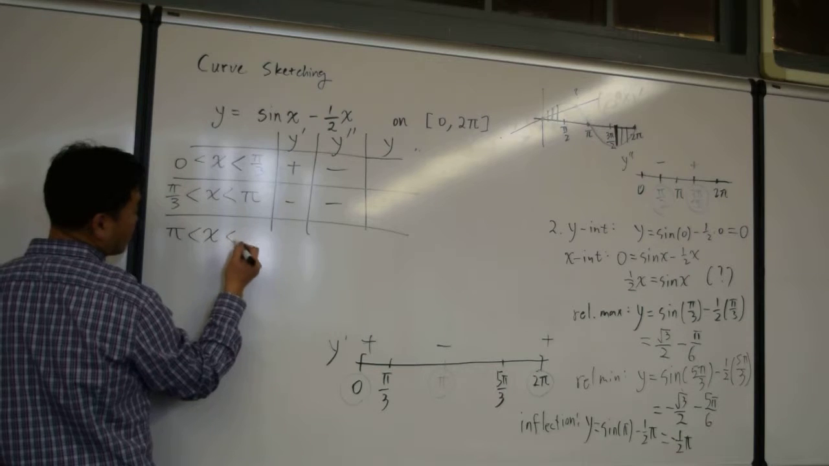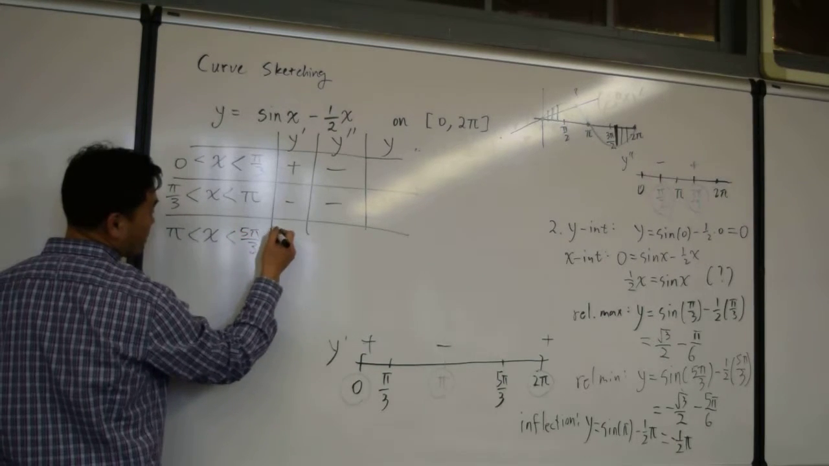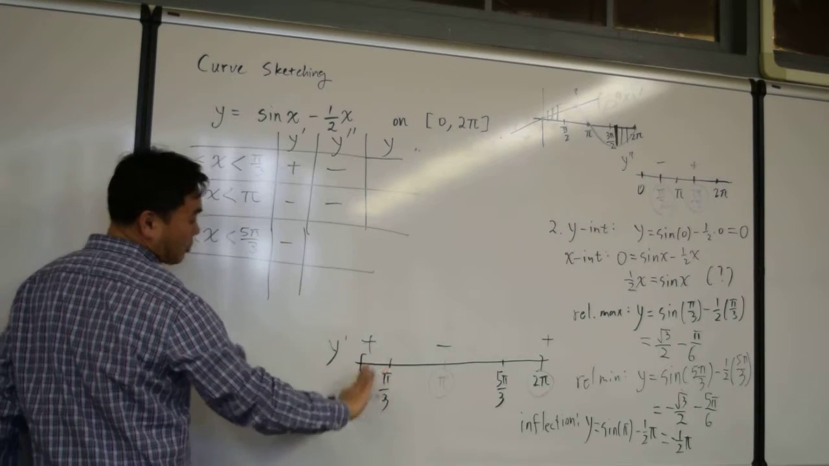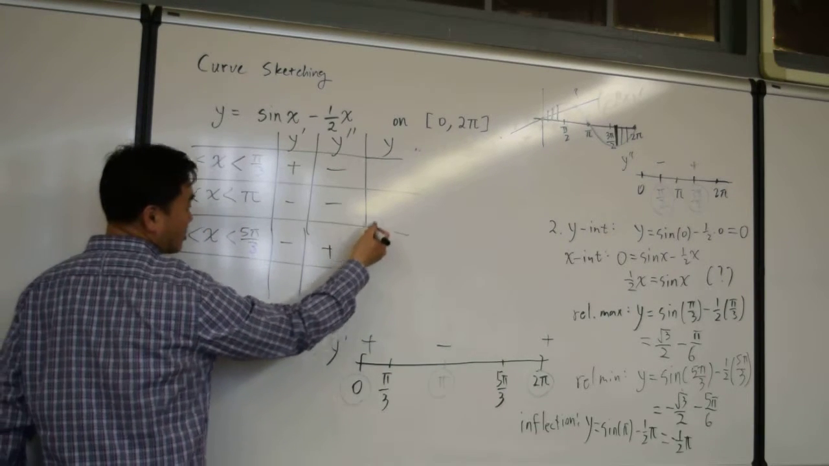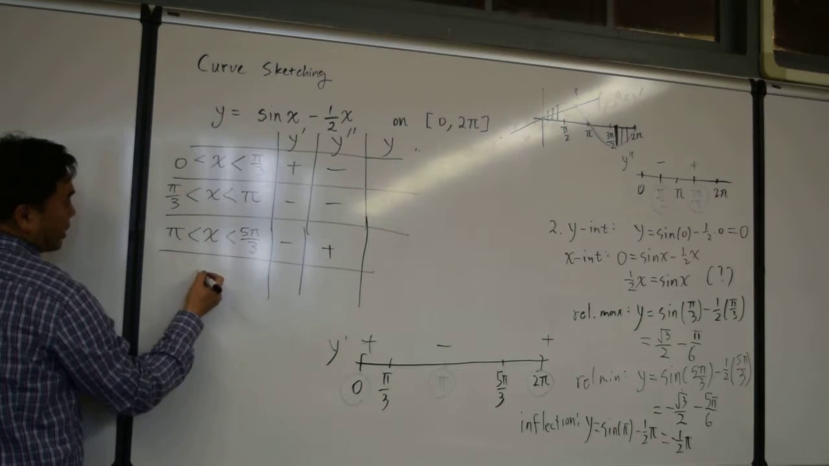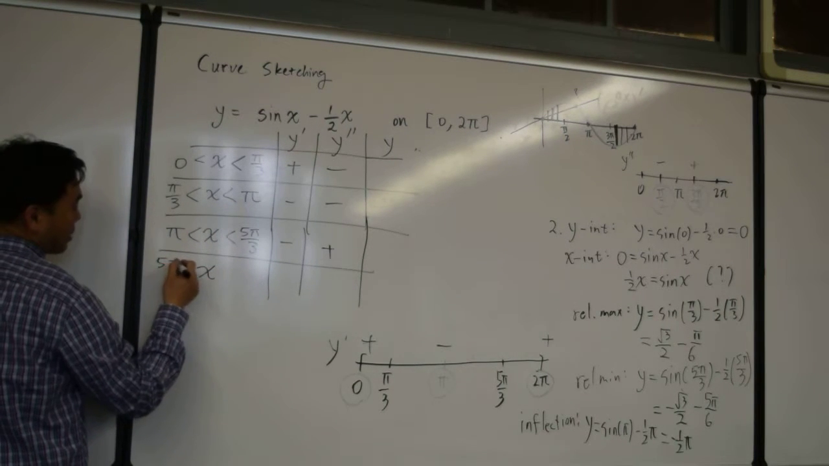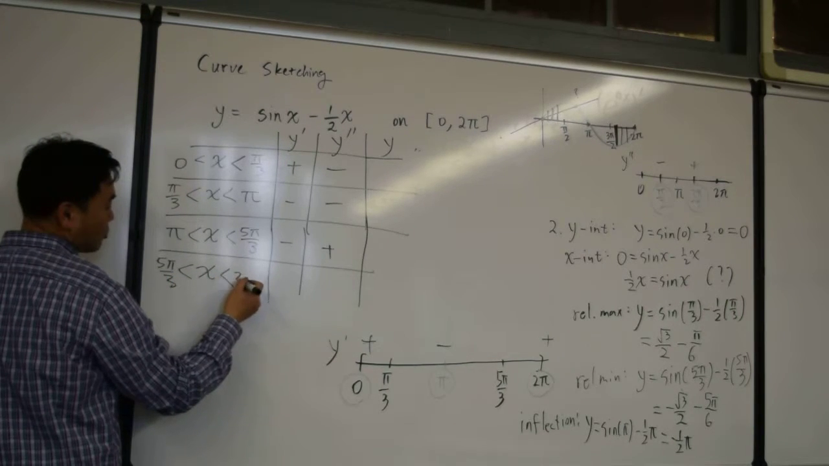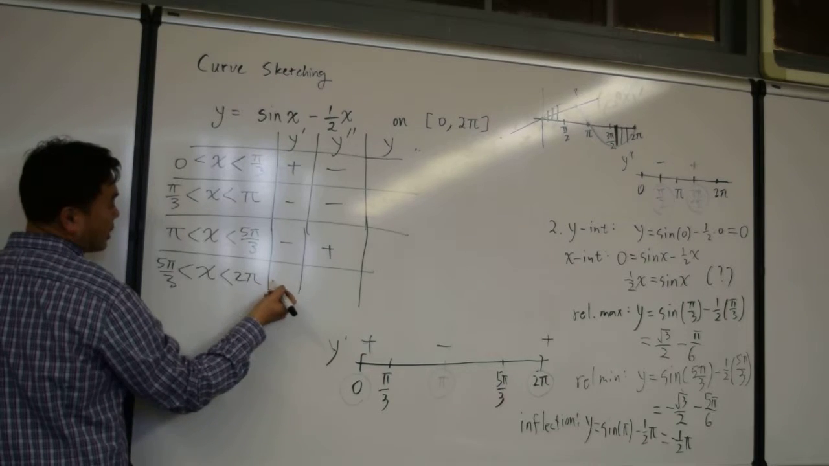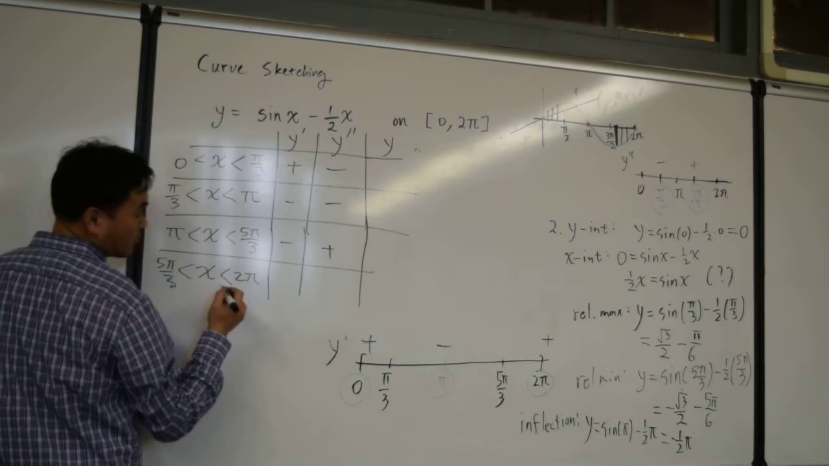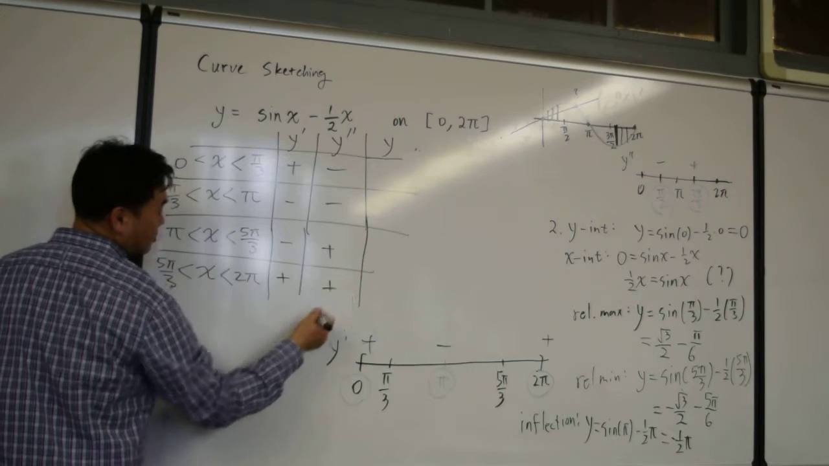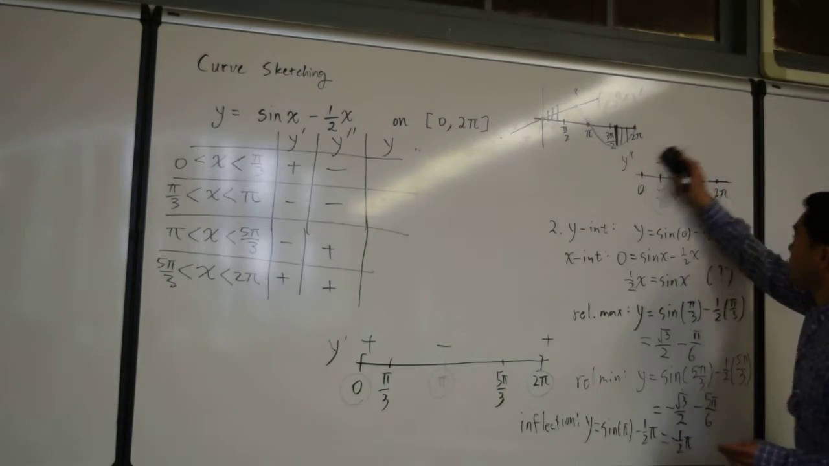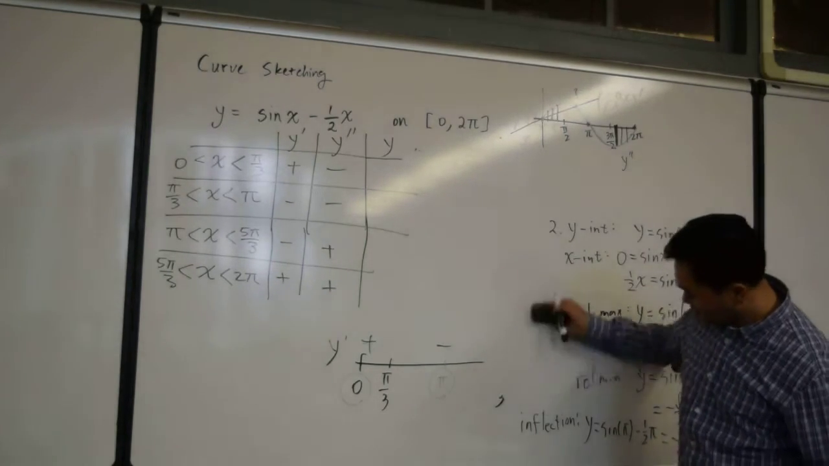Between pi to 5 pi over 3, y prime is still negative, but after pi, y double prime becomes positive. And then after 5 pi over 3, and before 2 pi, y prime becomes positive, and this is still positive. So that takes care of these two findings here.